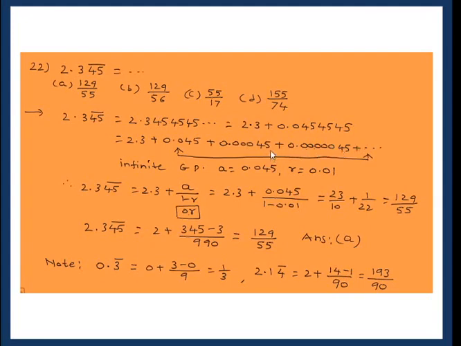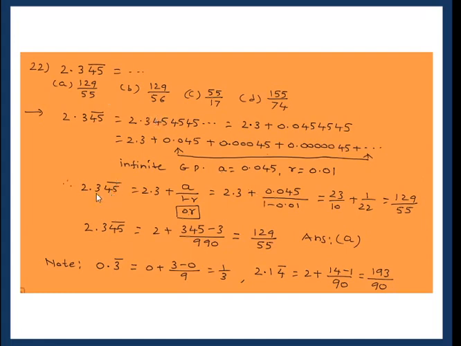Now these terms form an infinite GP with first term 0.045. And what is the common ratio? Common ratio is 0.01. Remember, mod of common ratio is less than 1. So sum to infinity exists. And this is the formula, a upon 1 minus r. So if you substitute, you get 2.3 plus 0.045 upon 1 minus 0.01. On simplification, you get 129 upon 55. So the correct option is A, Ahmedabad.